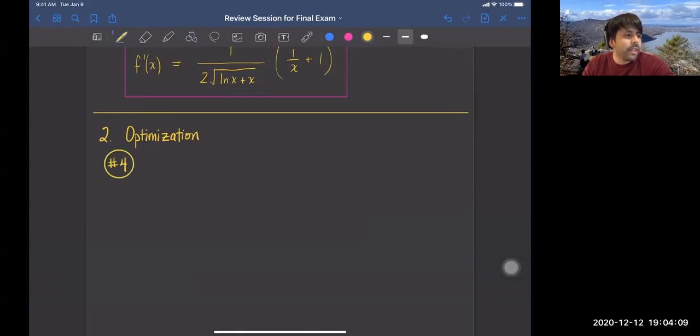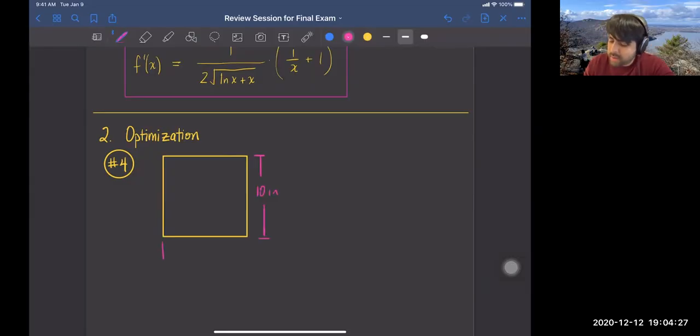Now we have a box, it's constructed from a square piece of cardboard. So that's pretty important. We start out with a square. And what do we know about each side? Each side is 10 inches. So it's 10 by 10 inches, right?